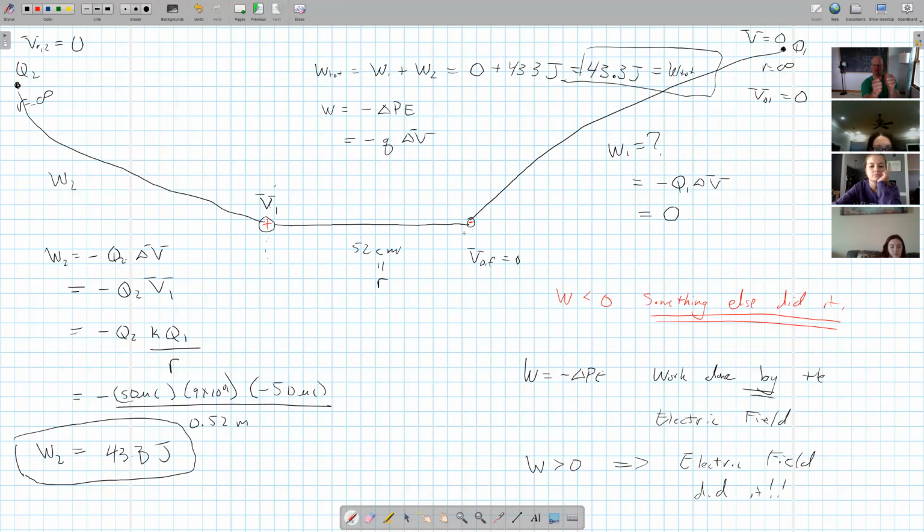So this would be negative if both Q1 and Q2 were positive, or if both Q2 and Q1 were negative. So if they were the same sign, in that case, the work would be negative because they don't want to be near each other. They want to be as far away from each other as possible. So I would have to come in and physically force them to be near each other, which is opposite of what the electric field wants to do. So in this case, it makes sense that it's positive because it's a positive charge and a negative charge, and they want to be as close to each other as possible. Good.